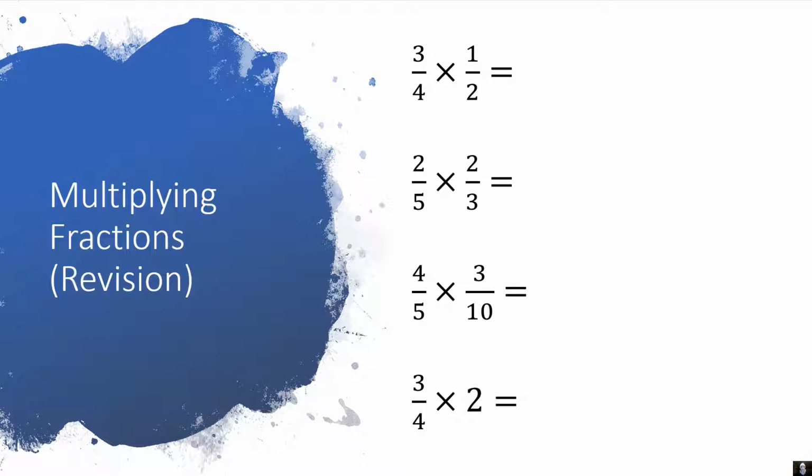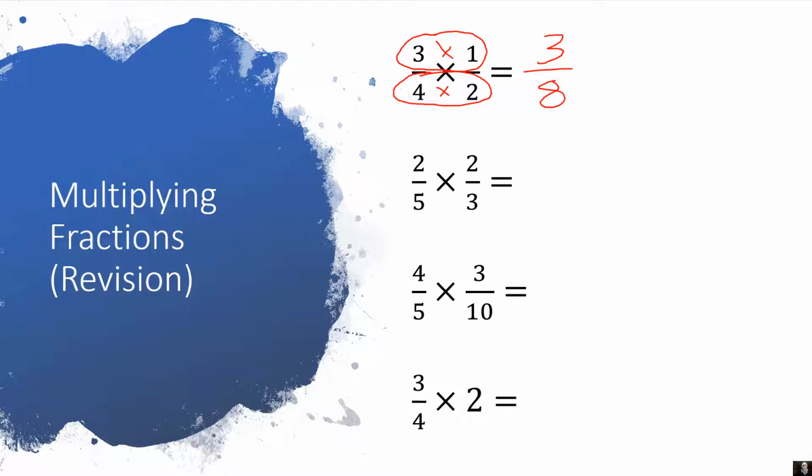Alright, so this is just a little bit of revision from last lesson on how to multiply fractions together. So first we multiply the numerators. So the numerators are the top numbers. So we do 3 times 1, and that becomes my new numerator. Then we multiply the denominators, 4 times 2, which is 8. And that's how easy it is. Times the numerators, times the denominators.